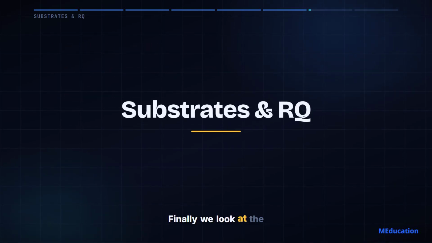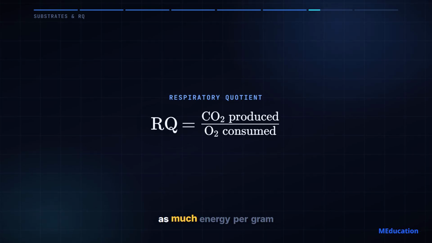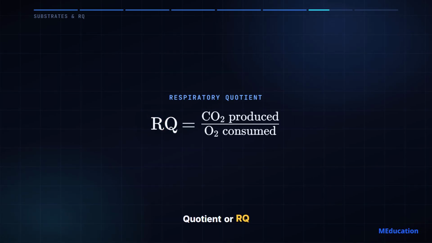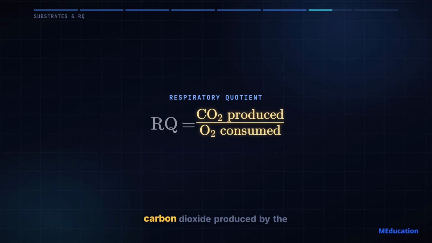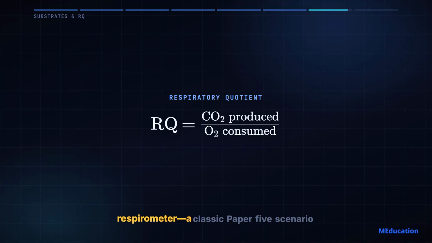Finally, we look at the fuels themselves and how we measure them in the lab. Why do lipids release twice as much energy per gram as carbohydrates? You will calculate the respiratory quotient, or RQ, by dividing the volume of carbon dioxide produced by the volume of oxygen consumed. This simple ratio lets you deduce exactly which substrate an organism is metabolizing inside a respirometer, a classic Paper 5 scenario.